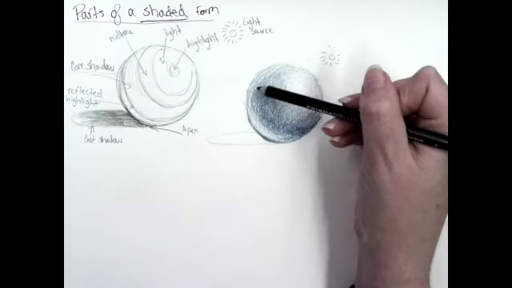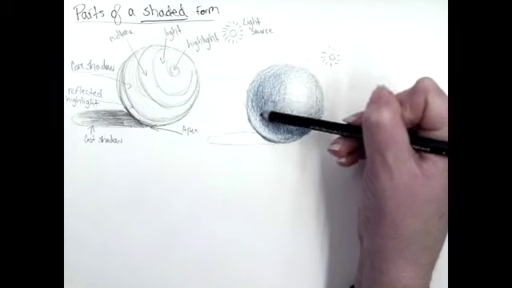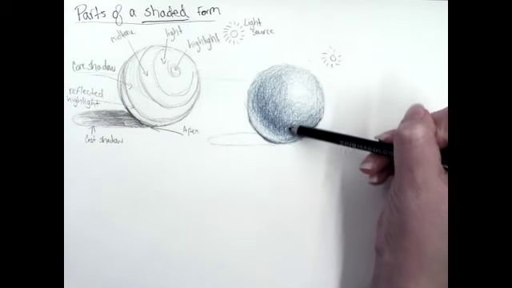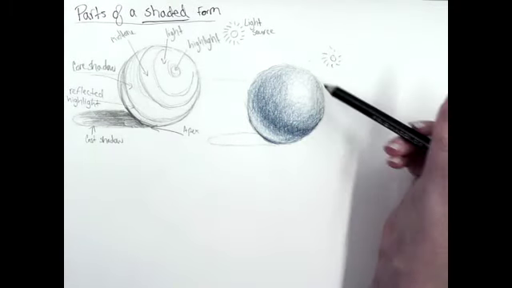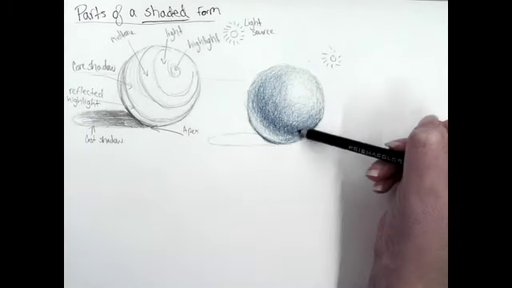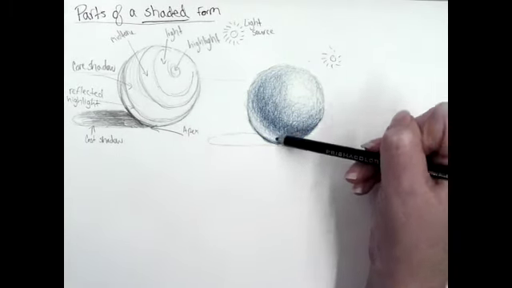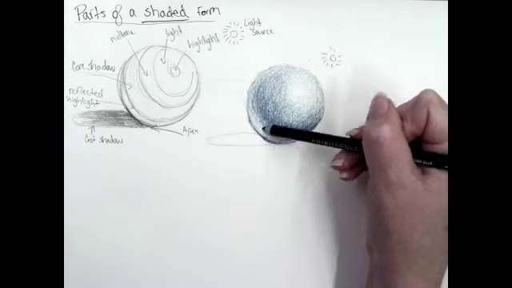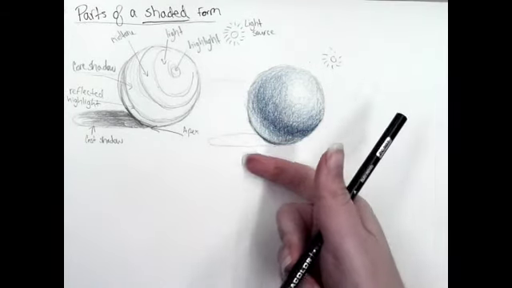And your reflected highlight should not be quite as vibrant as the direct highlight, the highlight that is directly being hit by the sun or your light source. The reflected highlight will have lost a little bit of the light as it hits the table and then bounces back.